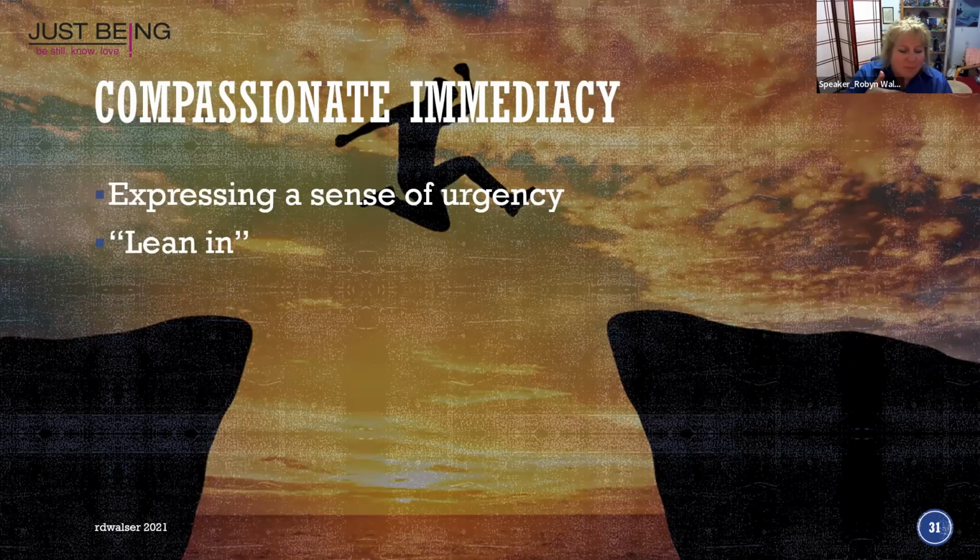Let's compassionately find a way to move forward in your life and not take too much time avoiding, running away, fusing, worrying about the past, worrying about the future. Let's leap. And sometimes it's a leap of faith, but let's leap.